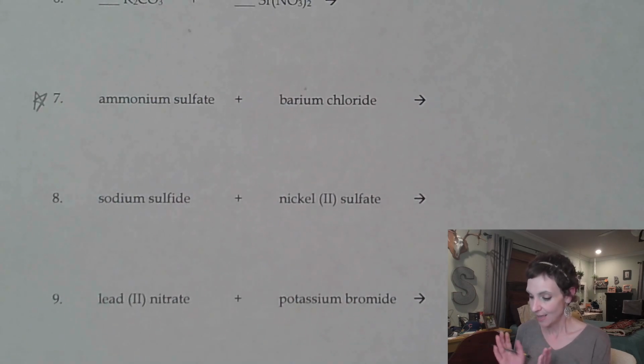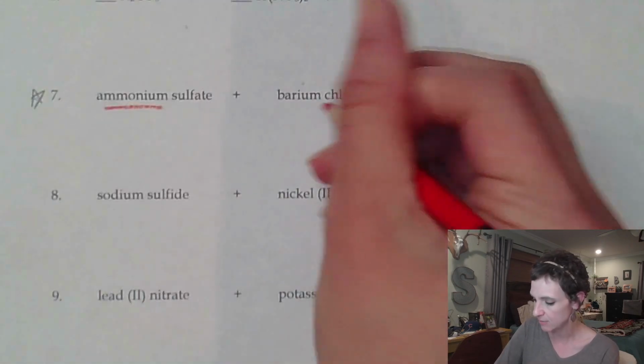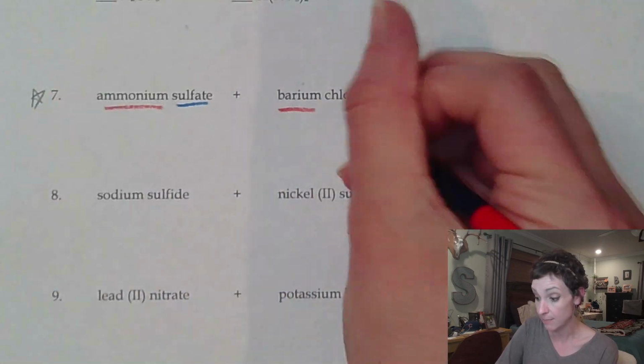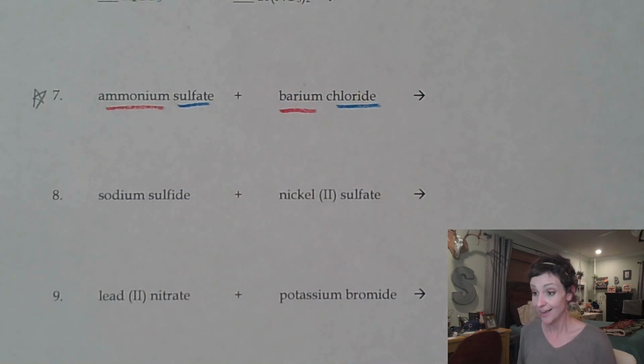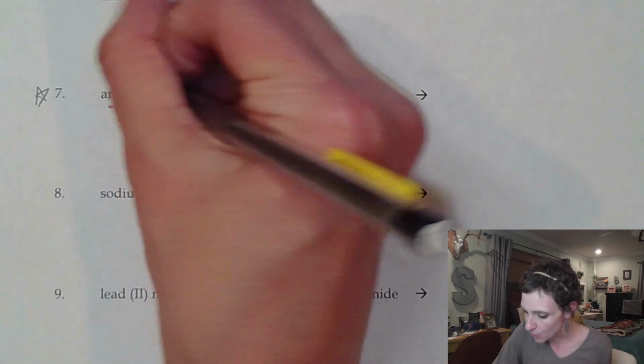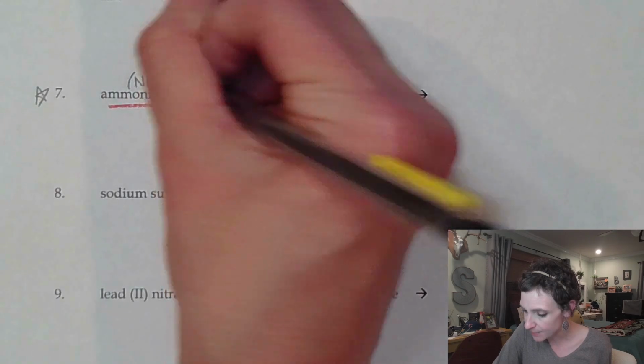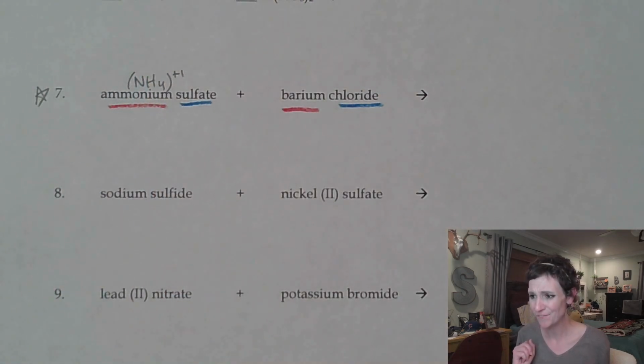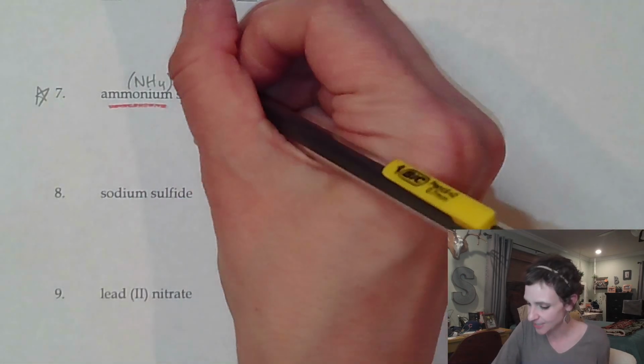Okay, ammonium sulfate. You're like, oh my gosh. You guys, do not worry. Each one of these things is a red thing first and a blue thing second. They may be polyatomic ions. That is fine. Ammonium. What does ammonium look like? He is my only positively charged polyatomic, right? So if you want to remind yourself that ammonium's got a +1 charge. Sulfate is also a polyatomic. He's a negatively charged polyatomic.